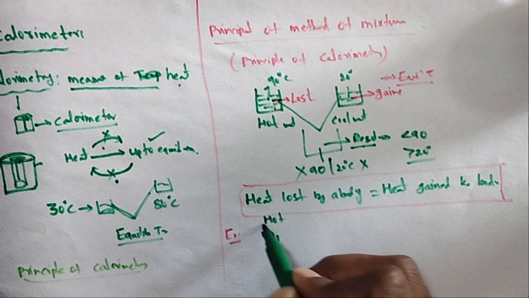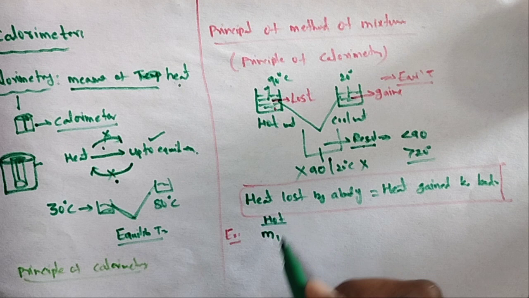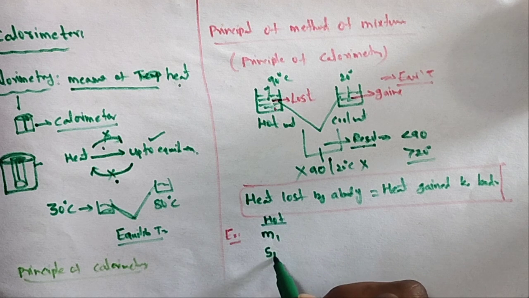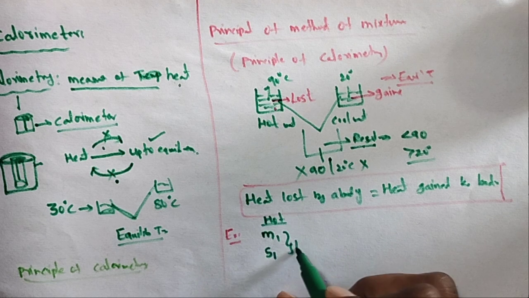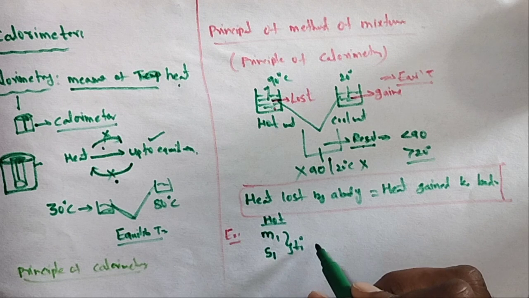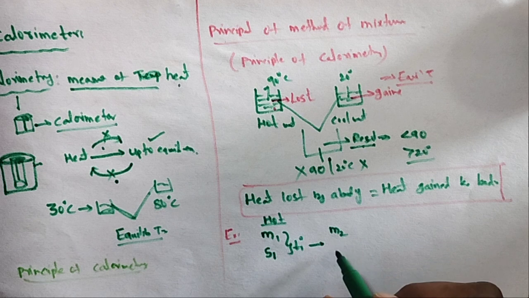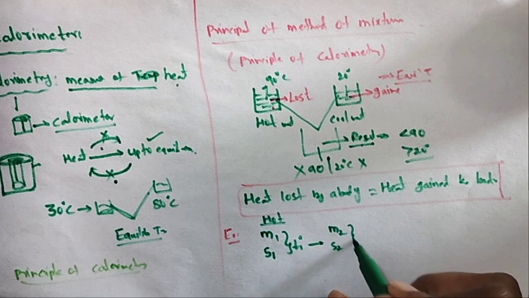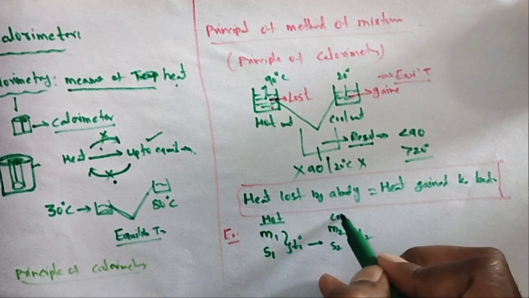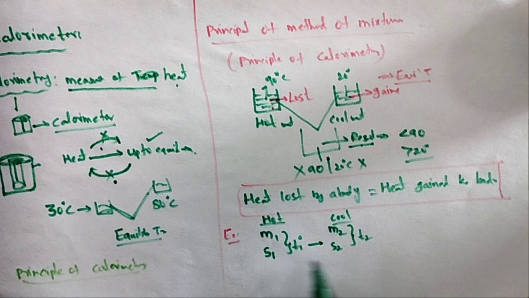I am taking the hot body. What is the mass? m1 mass. What is the specific heat? S1 at the temperature T1 degrees. It is kept in thermal contact with another body, mass m2, specific heat S2, and temperature T2, a cool body. Okay, so different mass, different specific heats and different temperature.